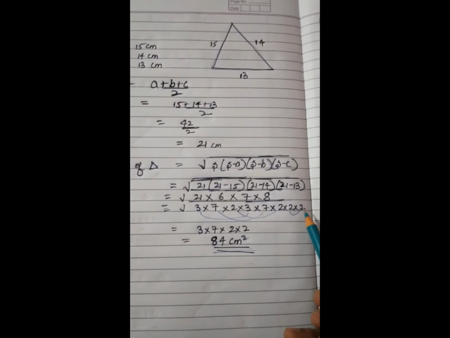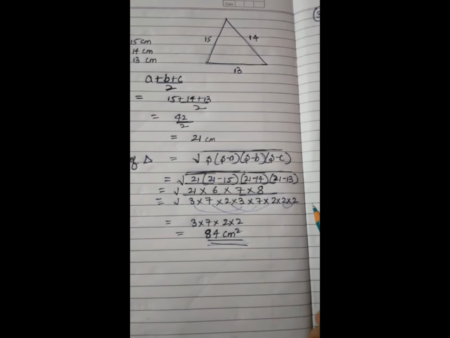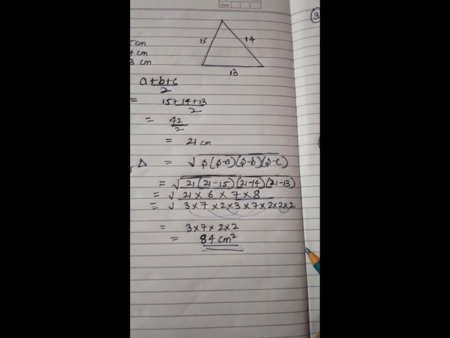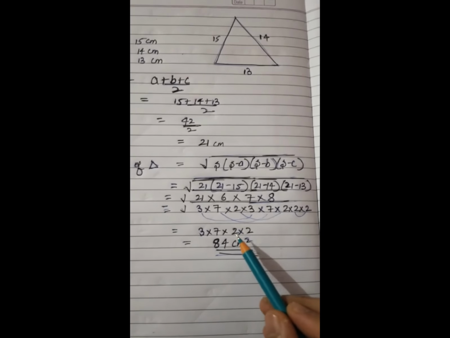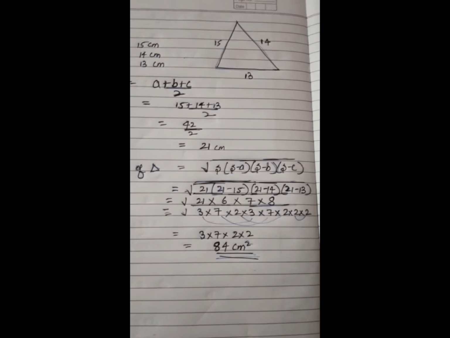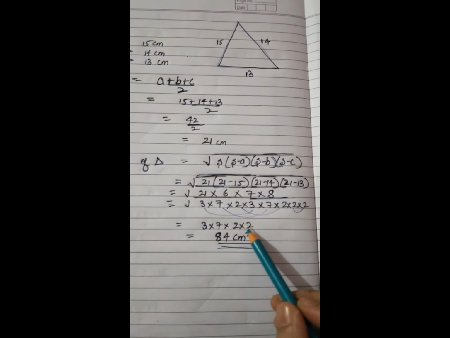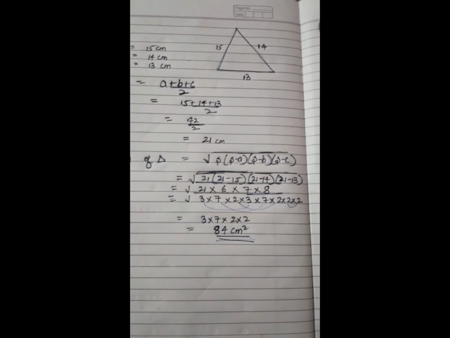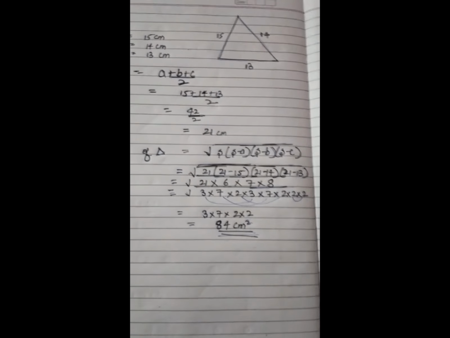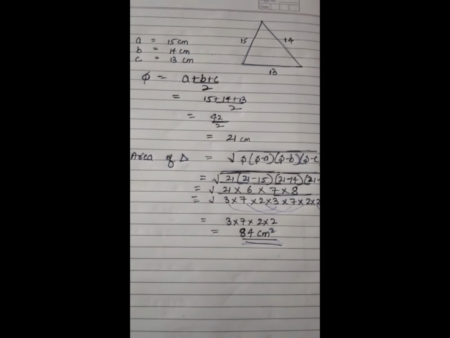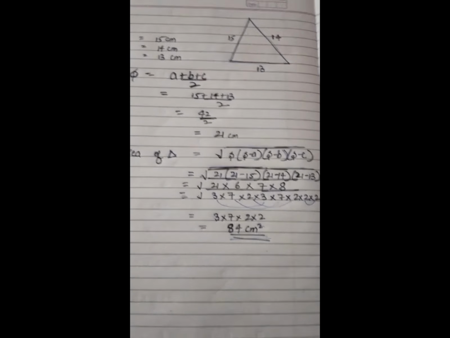तो यहाँ पे 4 अगर हम देखेंगे तो 1 2 3 4, तो 4 2s हैं तो उन 4 2s में से 2 2s बाहर आ जाएंगे. और अब आप सॉल्व कर सकते हैं. 3 into 7 into 2 into 2 is 84 centimeter square. So this is how you have to solve any question related to Heron's formula. Thank you.